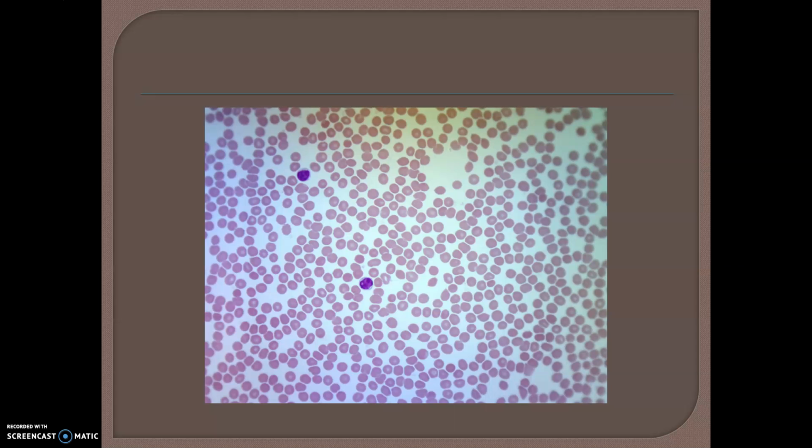So if we look under the microscope here, all these pink little circles, these would be our red blood cells. Our purple here, this is our white blood cells. And in this image, I don't actually see any platelets, but all the white around it, that is going to be our plasma.